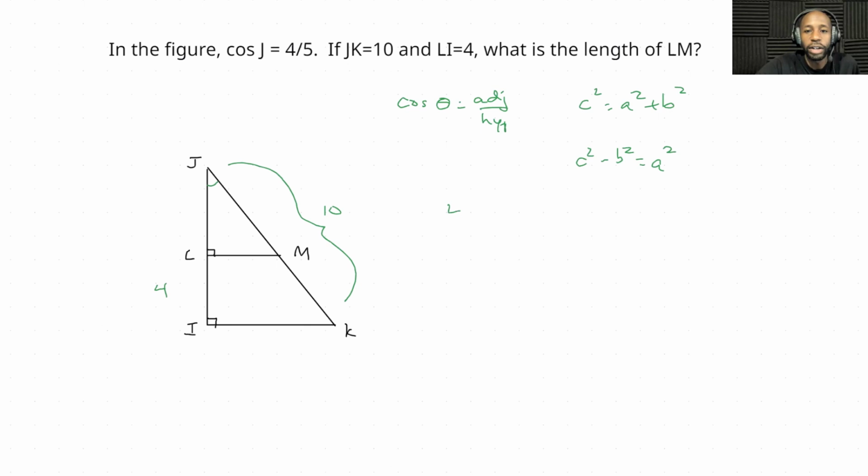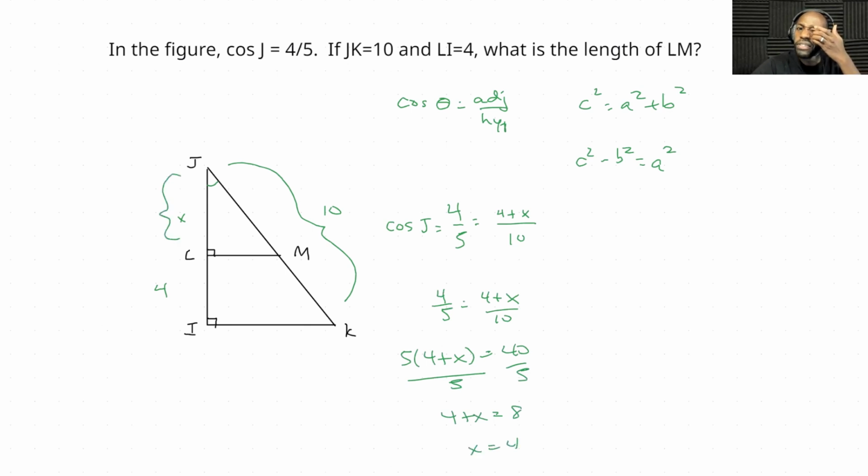So the cosine of angle J is equal to 4 over 5, which has to be equal to, specifically in this situation, I'm just going to call this X for now, 4 plus X over 10. This side over this side, right? So let's see what happens when we simplify this. You have 4 over 5 equals 4 plus X over 10. So that's 5 times 4 plus X equals 40. Divide both sides by 5. 4 plus X equals 8, and therefore X equals 4. So this side right here is also 4, which makes this whole side 8.